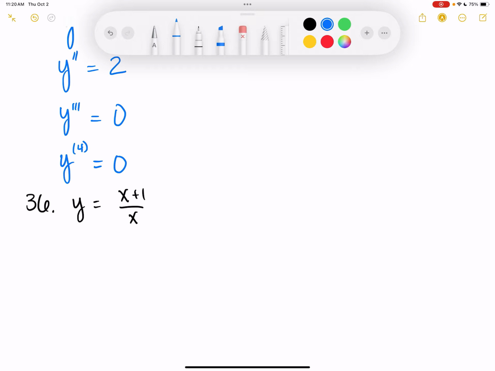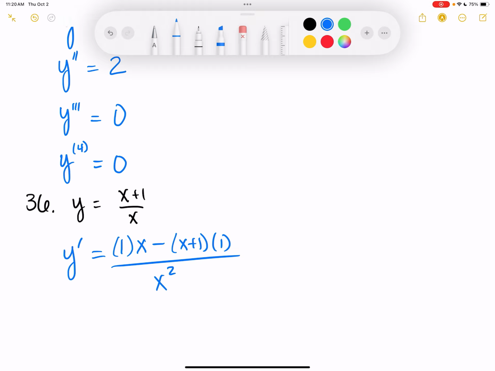So quotient rule, derivative of the top, which is what? 1. Yeah. 1 times the bottom, so x, and obviously I don't really need to write the 1, but I am just for the sake of right now. Minus the top, which is x plus 1, times the derivative of the bottom, 1. Yep. And then over the bottom squared, so x squared.